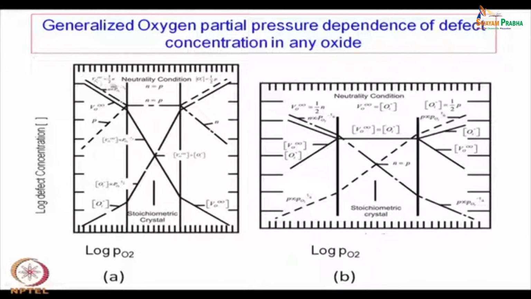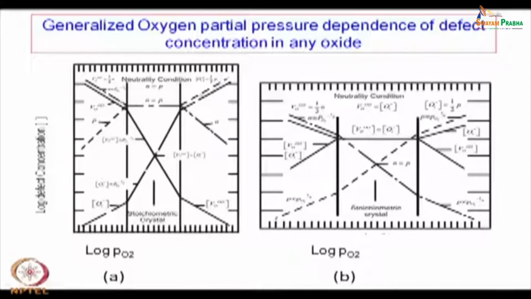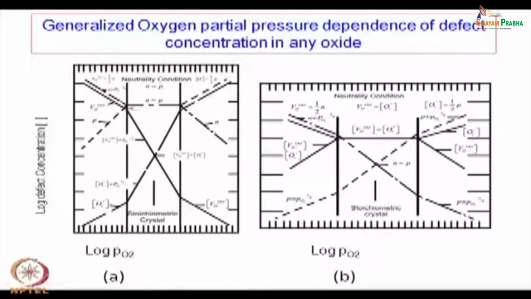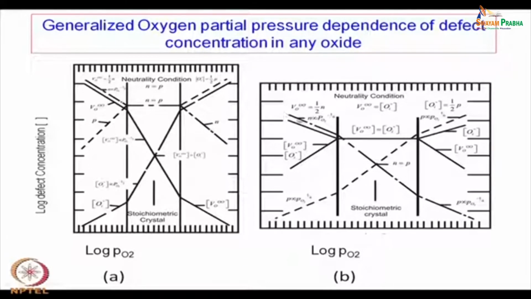oxygen vacancy, and therefore you have negative electrons, or n-type conductivity. The highest defect concentration is this. Okay. So, it is p type on this side, this is the stoichiometric crystal. So, it is n equal to p, that is an intrinsic semiconductor, and then it is an n-type semiconductor on the lower PO2 side. Here also we find defect concentrations are like this, it is n on the lower PO2 side, and here p on the higher PO2 side.